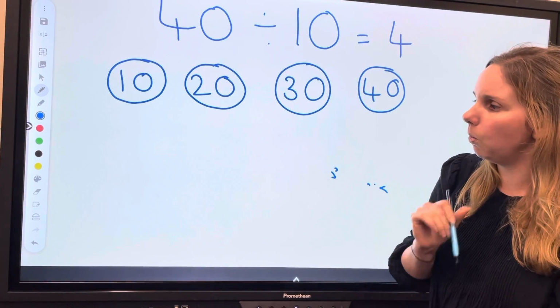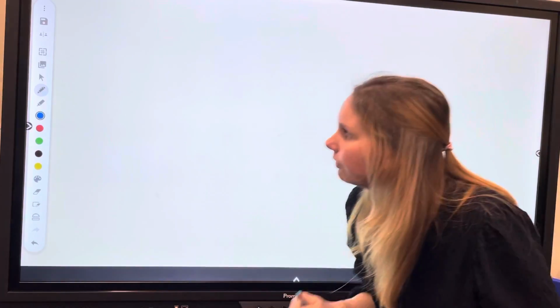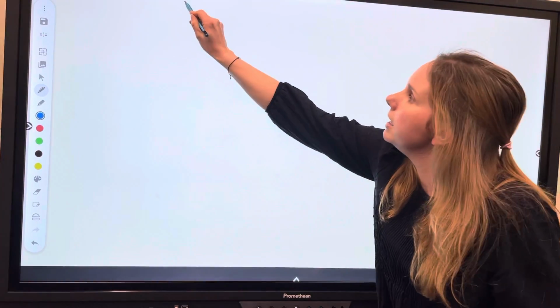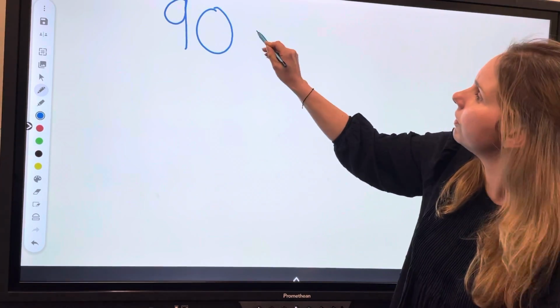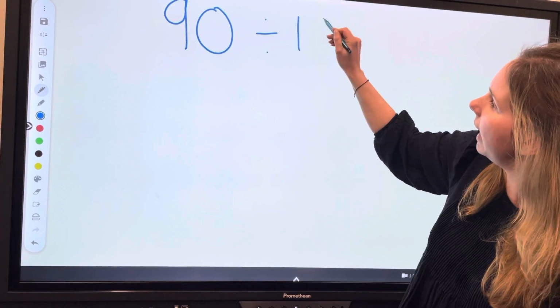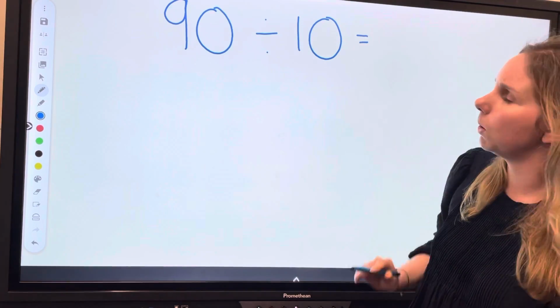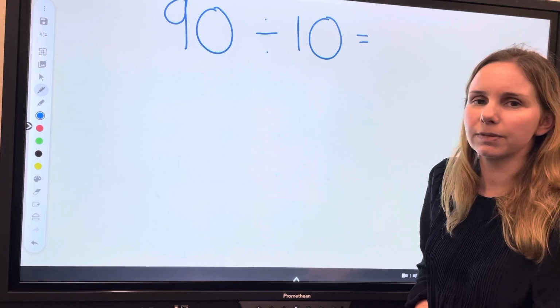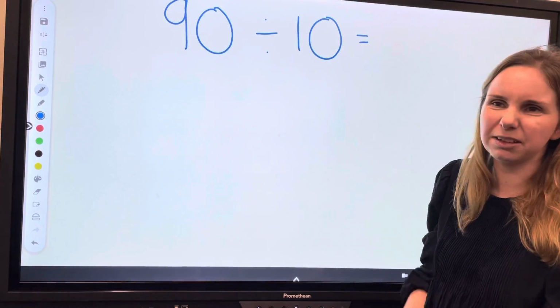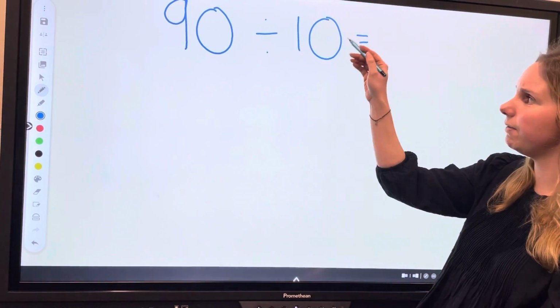We will do one more just to make sure we've definitely got this. 90 divided by 10 equals. Have a go at home first. Pause me. 90 divided by 10. Remember, when we're dividing, we're sharing into 10.